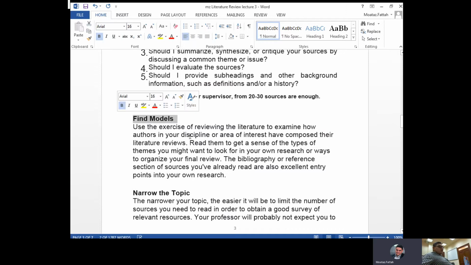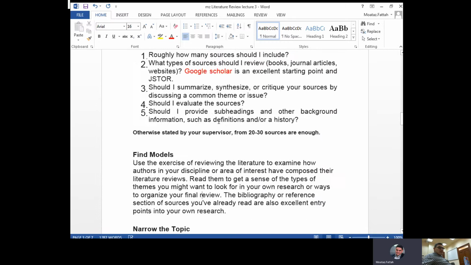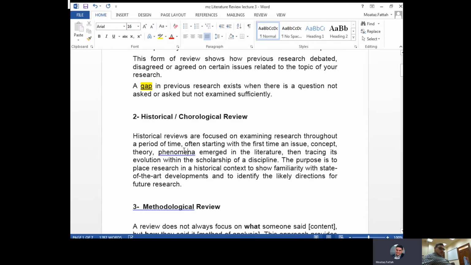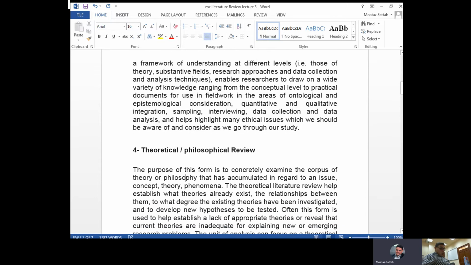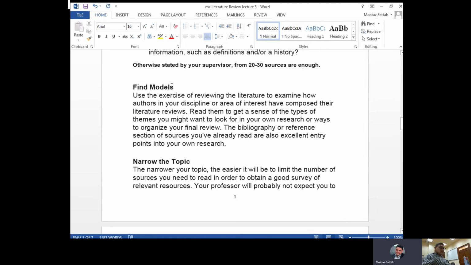Find models. You are not the first person on earth to write a literature review. What others did in the literature review? You see, your supervisor wrote pieces of research before you. Actually, anywhere on JSTOR or Google Scholar, you are going to find others who did literature review. So find models of literature review. How did they do that? I guarantee you they did one of these. Either they did this, or that, or that, or that, or a combination of the four of them. Okay? So see what they did. Find models of how to do literature review.